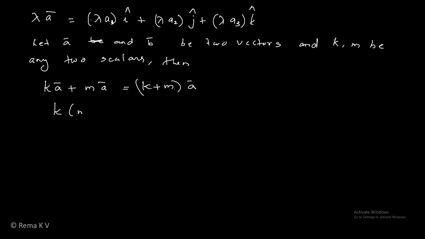Then K into M vector A is equal to km into vector A, and then k into vector A plus vector B is equal to k vector A plus k vector B. These are the distributive properties while multiplying by scalars.